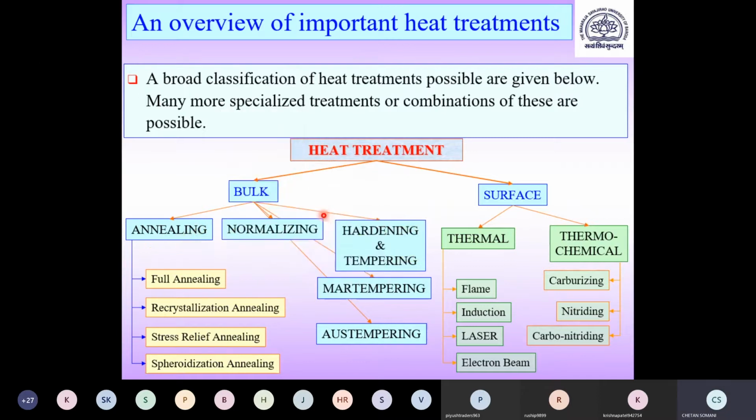Then till now we have done full annealing and process annealing, wherein recrystallization takes place, and annealing is done for what purpose? Stress relieving. Normalizing is also done for stress relieving, and annealing is also done for stress relieving. There is a slight change between these two. Then we have third, that is spheroidizing type of annealing. We have discussed these things in detail in the previous lecture. So I am going ahead with the next treatment, that is the hardening treatment.